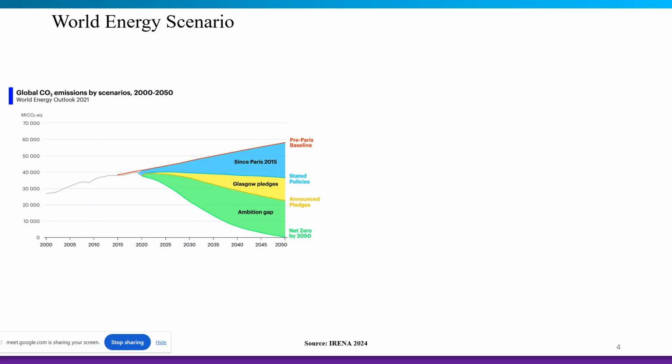Now when you see this graph, this is the global CO2 emission scenarios from 2000 to 2050. These are some places they have taken, but see, there is still some gap. This scale represents the CO2 emission. This is the year 2050, when we need to achieve net zero, right? But there is still some ambition gap. This much work we have to do so that the actual CO2 emission can come down to net zero. This is the pre-Paris Agreement baseline. When we take this baseline, there is a huge evolution we have to do to reach net zero CO2 emission by 2050.